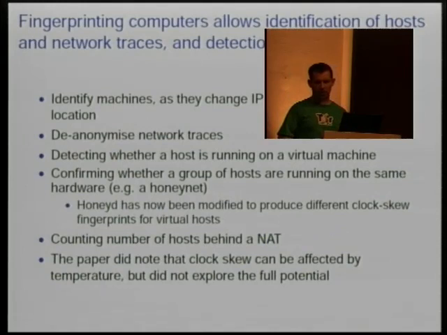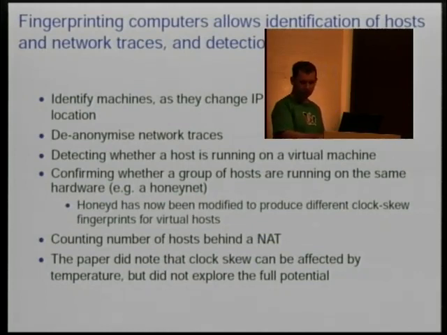But although in the extended version of the paper, they did mention temperature, they didn't really go any further and didn't do any experiments on that. So that's where my talk is going to start off in the new material.